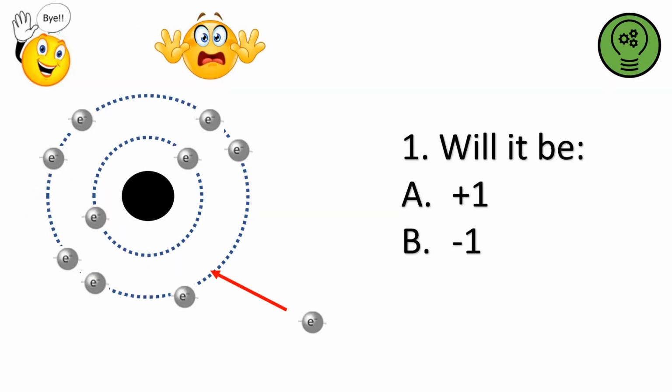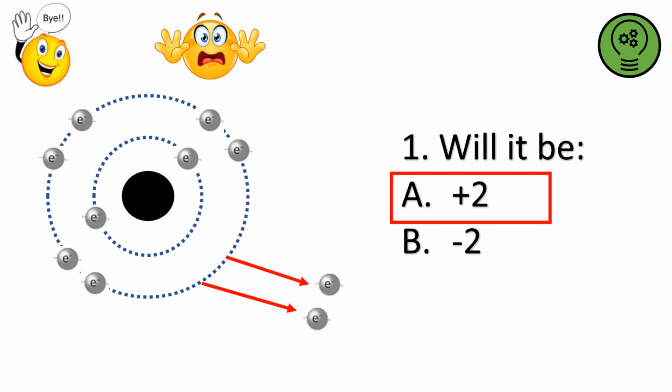Okay, so little quiz time. Pause the video and have a go yourself. Will this be a +1 ion or a -1 ion? Well, it's gained an electron, so it will be -1. What about this one here? Will it be +2 or -2? Well, it's losing electrons, and it's losing 2 electrons, so it will be +2.